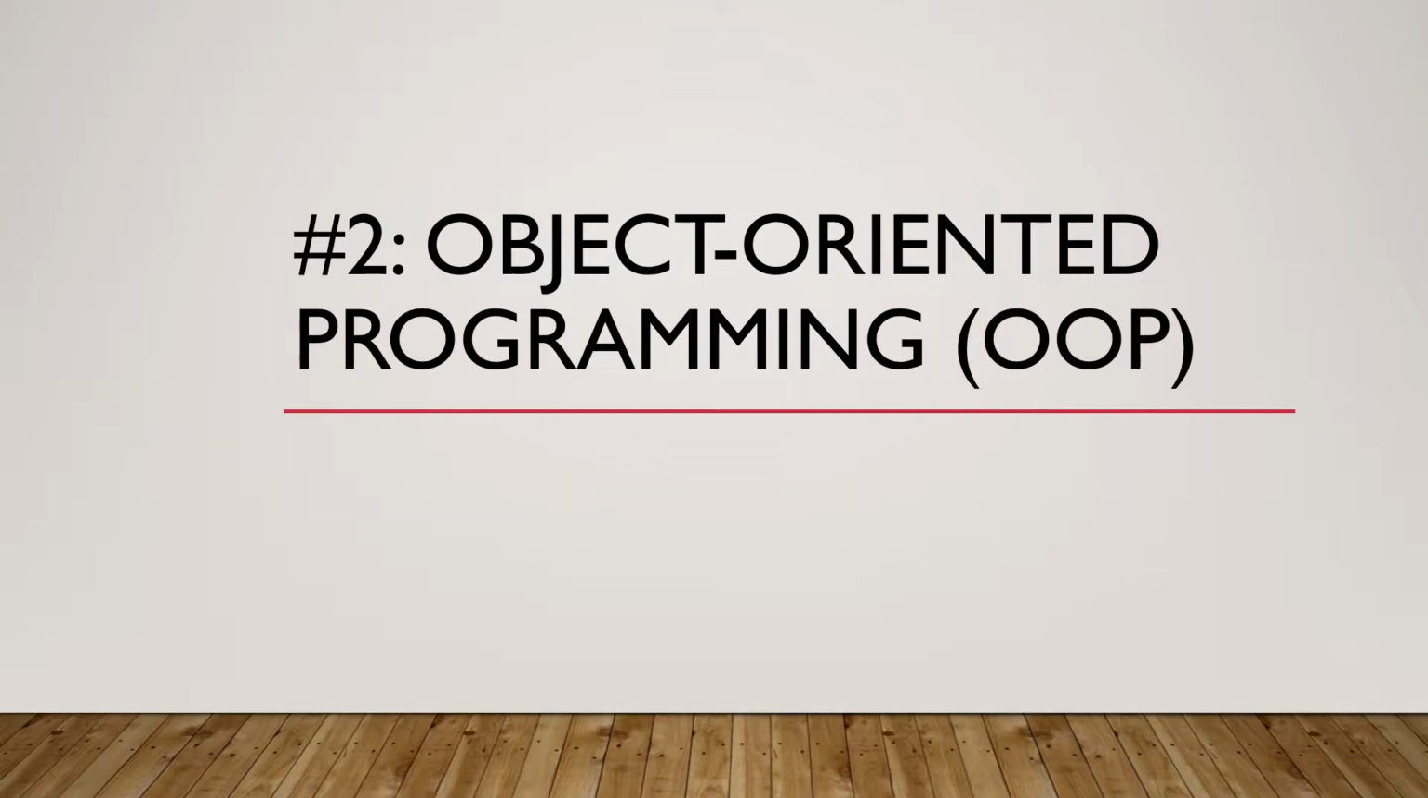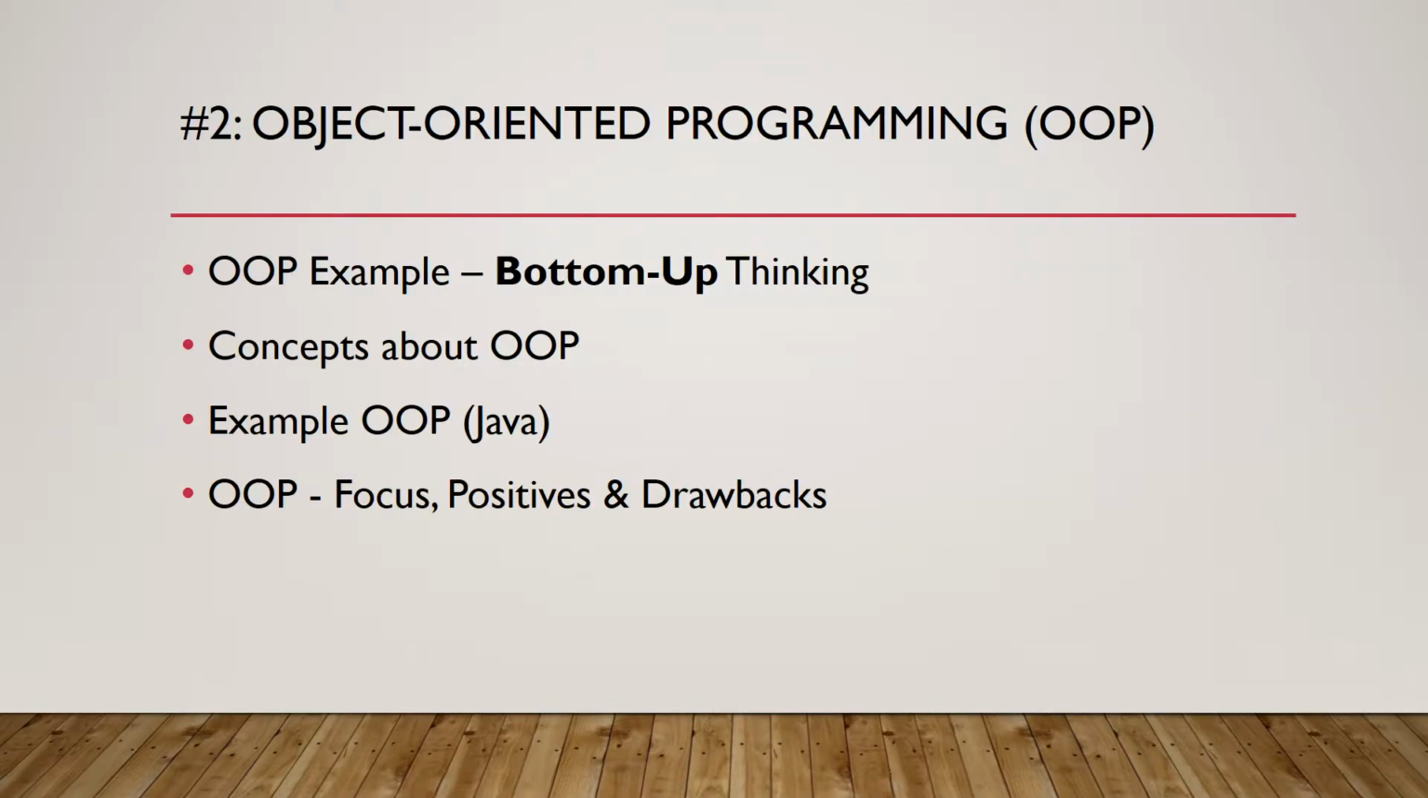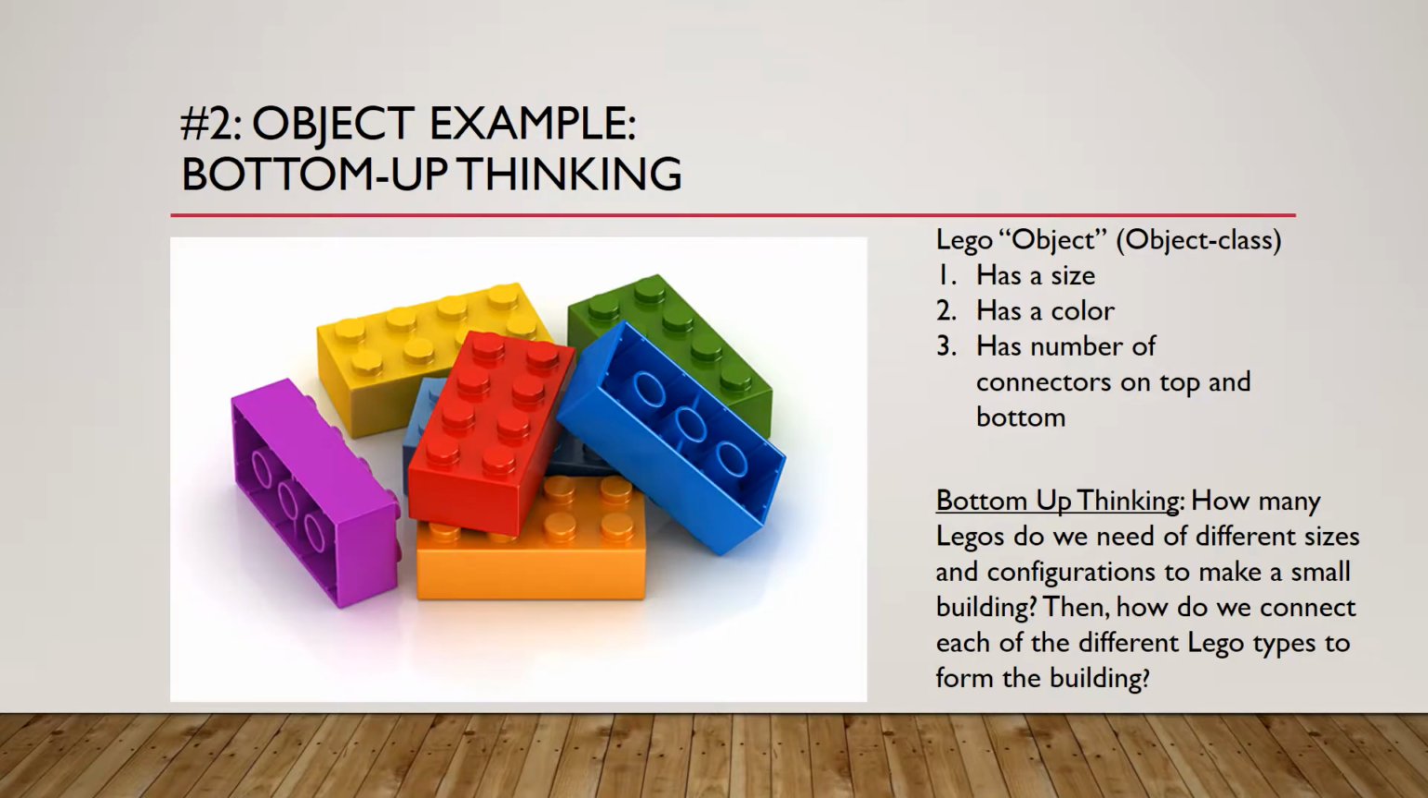Let's talk about object-oriented programming. Object-oriented is bottom-up. I like using an example from the real world. Here I have a couple of Legos just scattered on the table. They're all the same size, just different colors. A Lego object, we can call it an object class. A Lego object has a size. These are all the same size. An object also has a color. There are different colors in this instance.